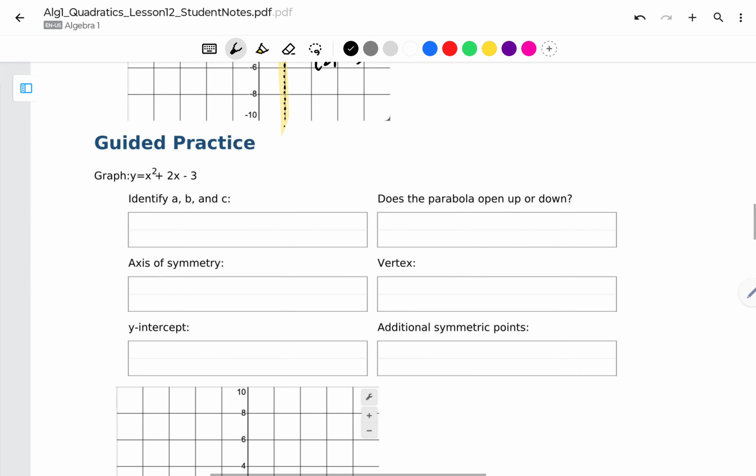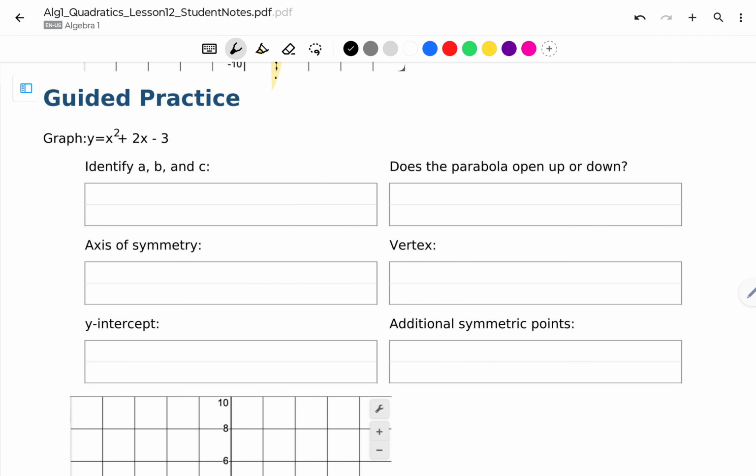Okay, what about this next one? So same thing, right? We're going to follow the same 6 steps. Identify, is it up or down? Where's the axis of symmetry? Where's the vertex? All that stuff.